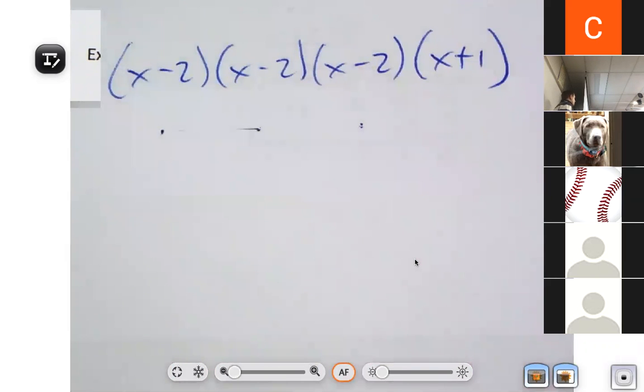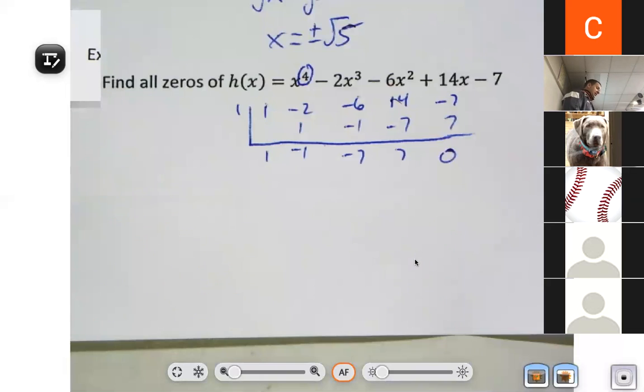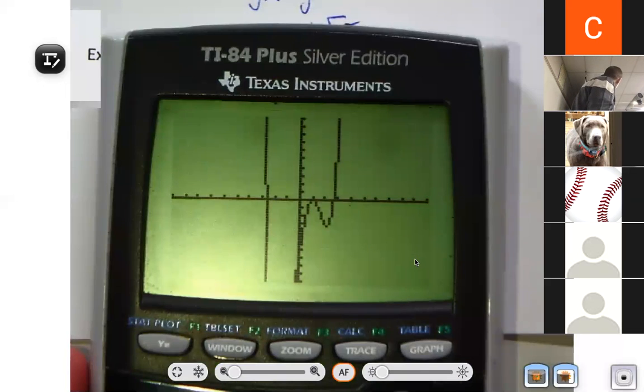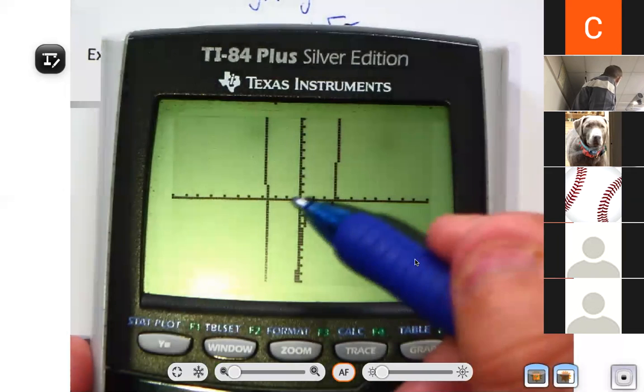That's what that means, when you get a repeated answer, that just means its factor was a part of that thing multiple times. That's what's happening. All you really need to know is that that's a possibility, and it happens when it bounces off the x-axis like that.